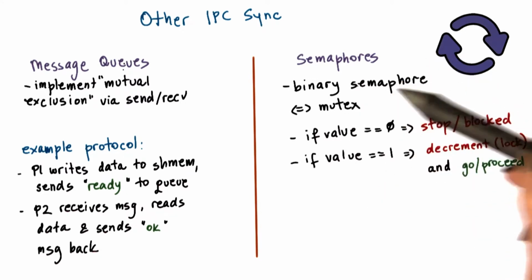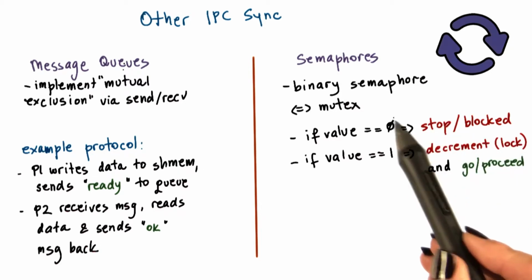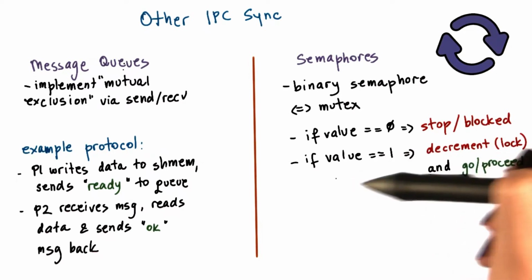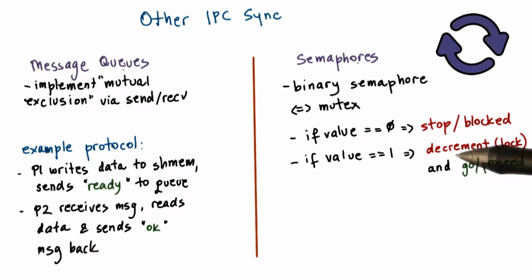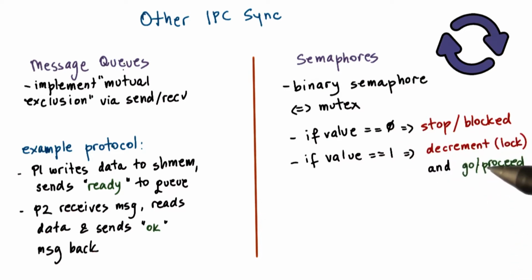For instance, with a binary semaphore with values 0 and 1, we can use it in the following way. If its value is 0, the process will be blocked. And if its value is 1, the semantics of the semaphore construct is such that a process will automatically decrement that value, so it will turn it to 0, and it will proceed. So this decrement operation is equivalent to obtaining a lock.